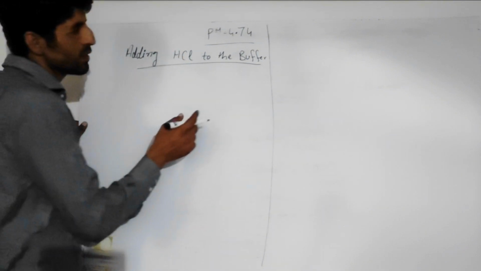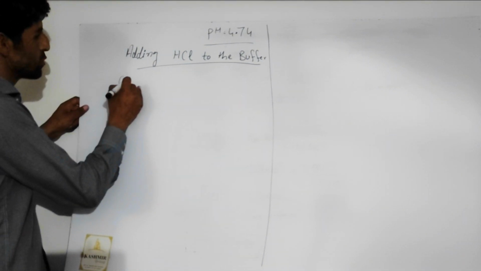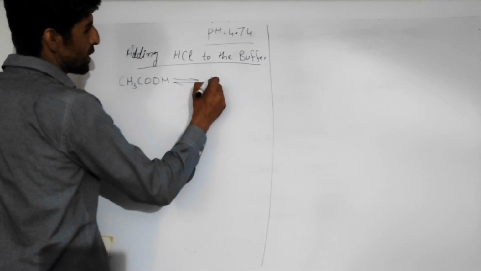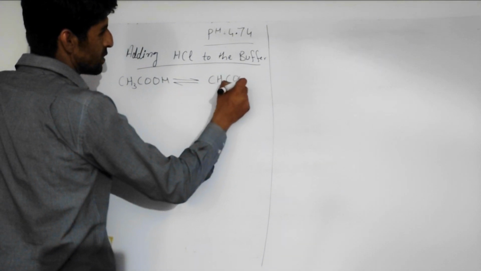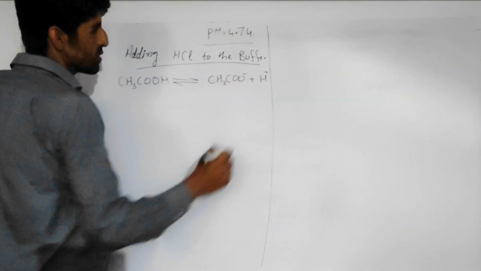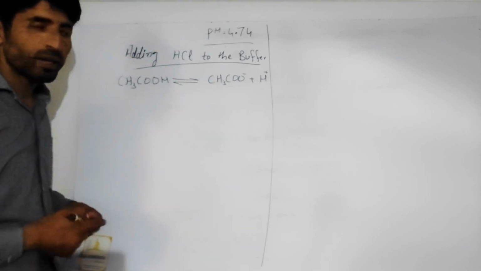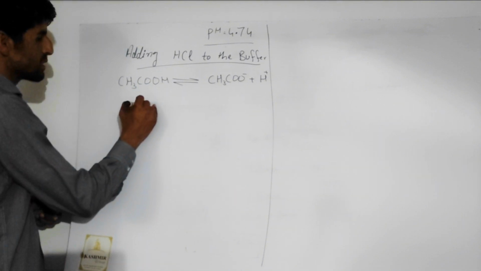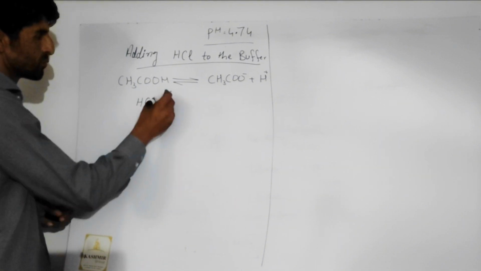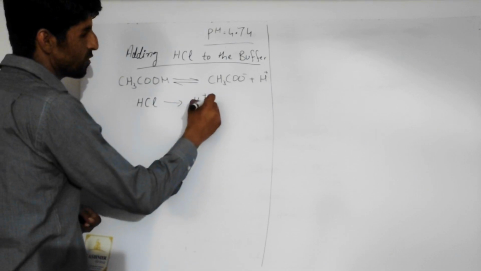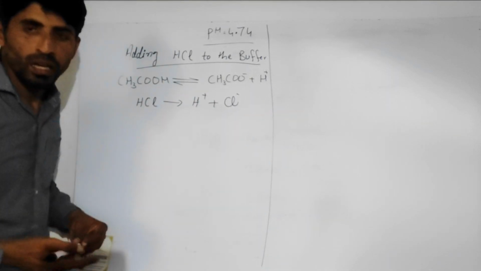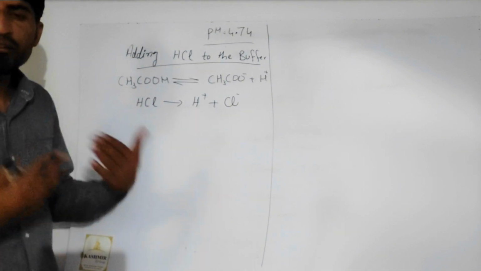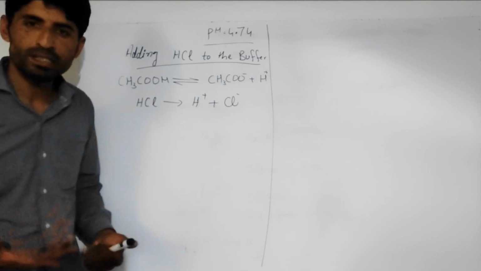As we know, the standard equation for the buffer solution is acetic acid dissolving and giving us acetate ions and hydrogen ions. By the introduction of an acid like HCl, it will ionize in the form of H positive and Cl negative. In this case, we have an acidic part, the hydrogen ion, that will affect the pH of any solution when it is introduced.